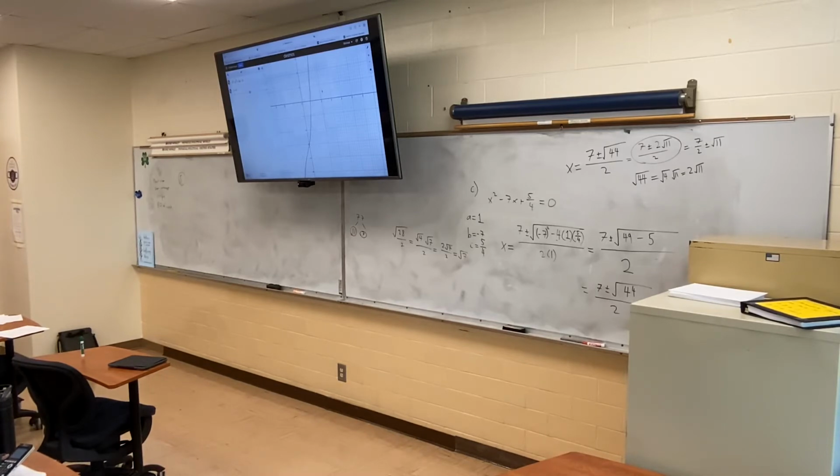If your window is messed up from doing the last problem, you can hit zoom and then go down to ZStandard, and that'll bring you to the regular negative 10 to 10. So where's my intersection? That's where we want to see where this curve intersects with y.